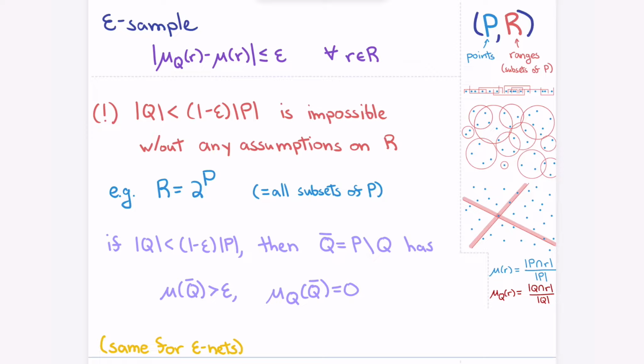You can do something similar for epsilon nets. I think the exact same thing works for epsilon nets. So what is this a counterexample to? It shows that you can't have an epsilon sample. Suppose you had a sample with less than 1 minus epsilon times the original point set. Then, since you're allowed to pick any range, we can always pick the range that's the complement of what we took. And there, our sample will think there are no points inside the complement, and it'll estimate 0, even though the complement has true measure epsilon.